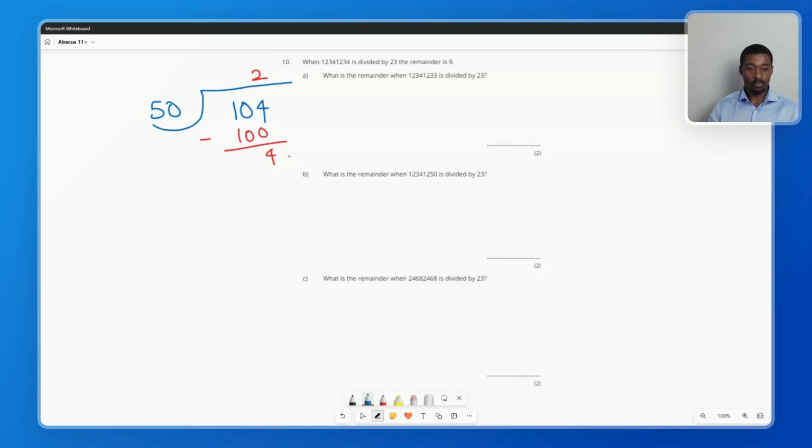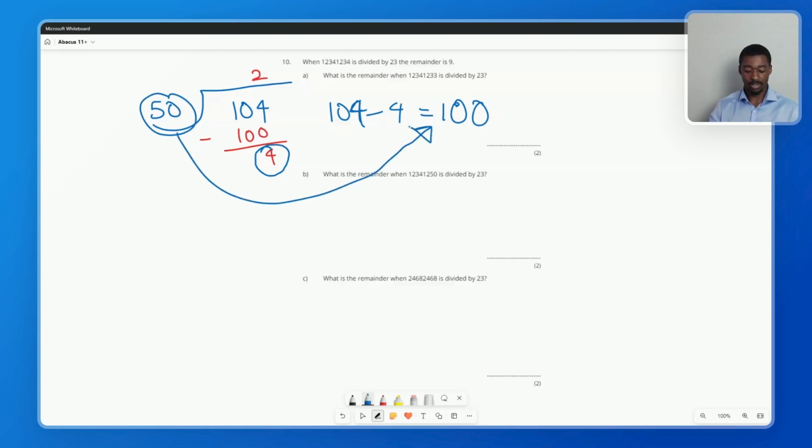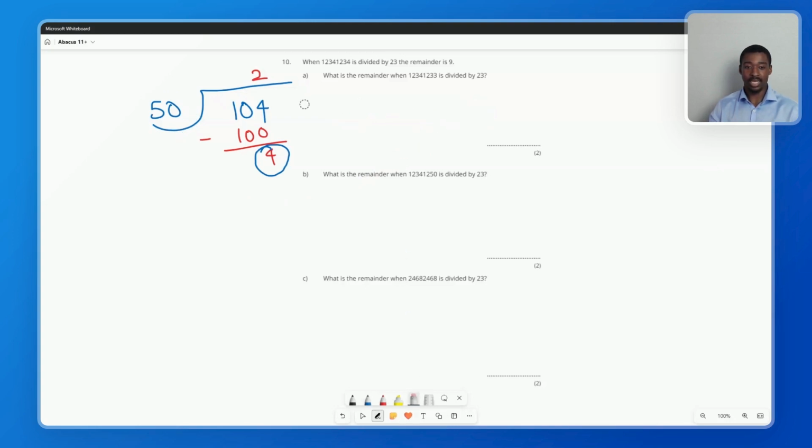So in other words, if we're told the remainder is 4, that means if we were to take that 4 away from 104, then we're left with a number that 50 goes into wholly with no remainders. That's how remainders work. So we can apply that understanding to this question.